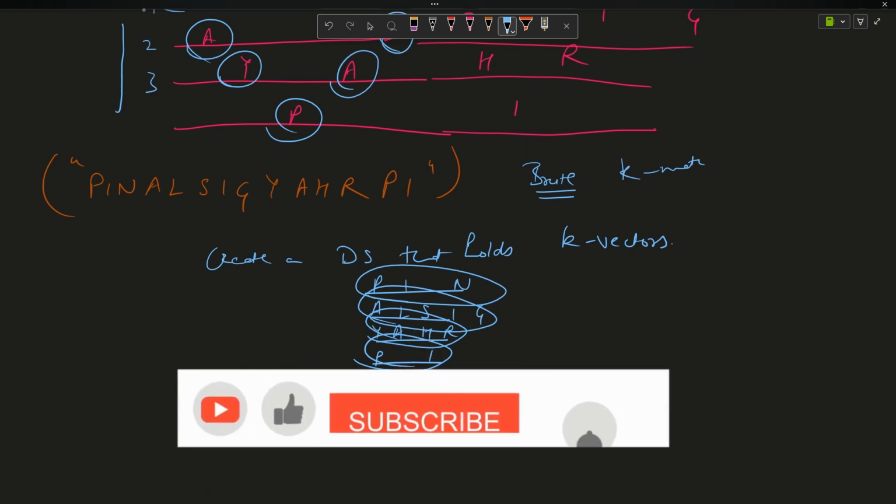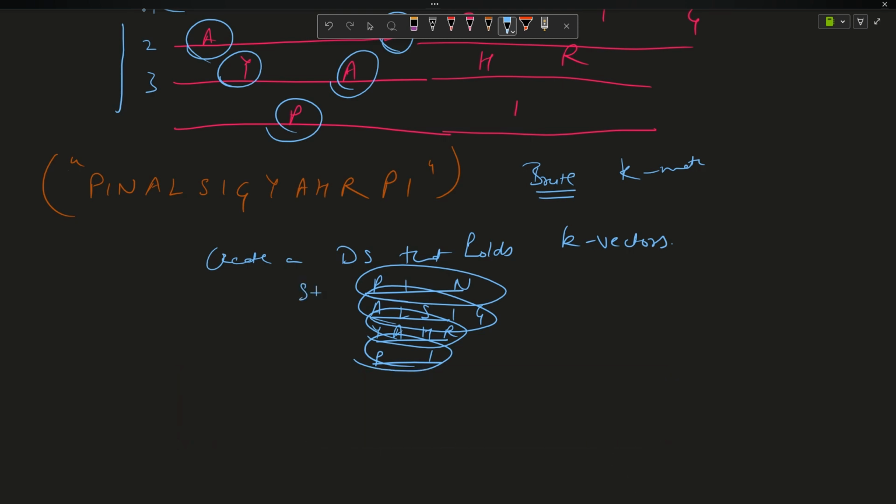This is my approach. Instead of creating a vector, you can also create a string and then add PIN, then ALSIG, etc. So that approach is particularly fine. I have no problem with this approach, but it carries some space because you are using k strings. So actually you are using n extra space. If the string length is n, you are using n extra space, so it will be a space complexity of O(n). The time complexity is actually O(n) as well. Time complexity is not an issue here. The main issue is the space complexity.